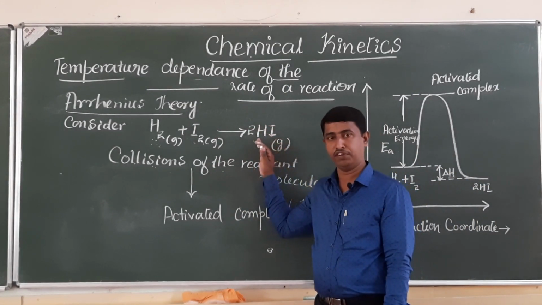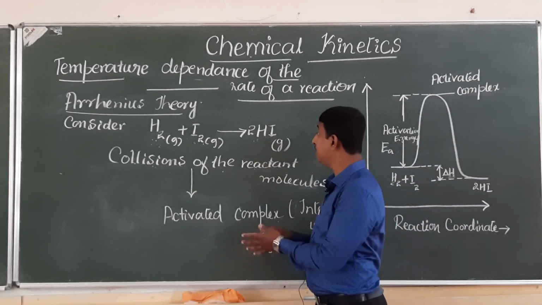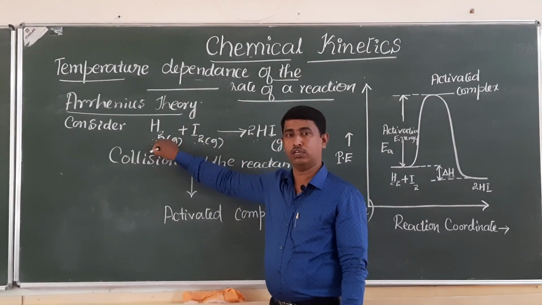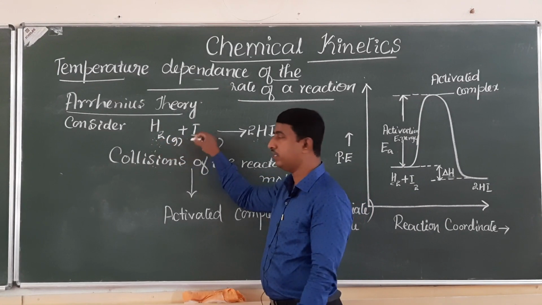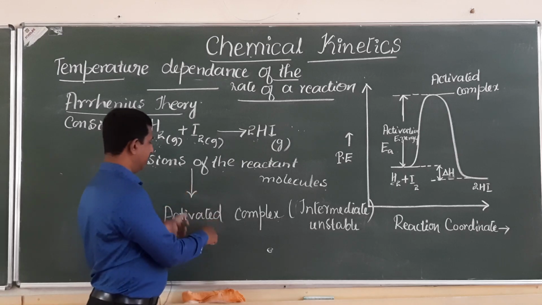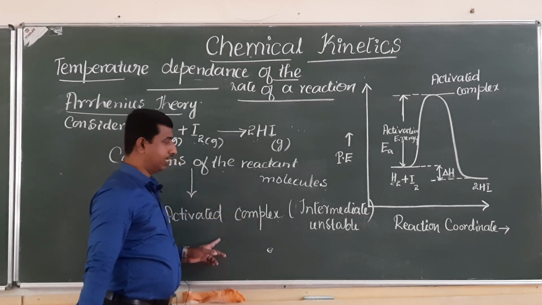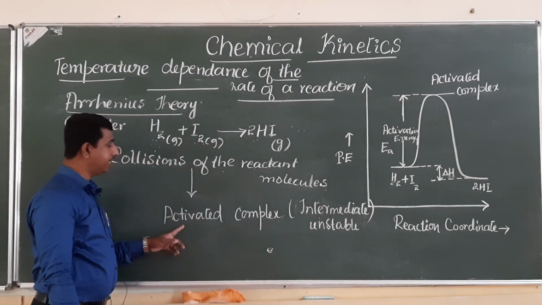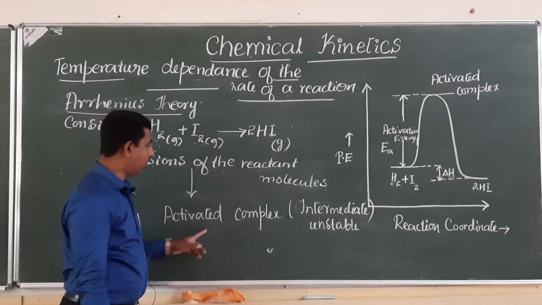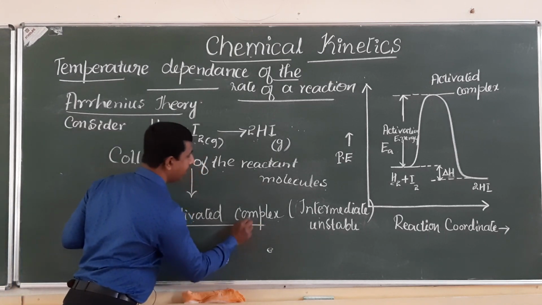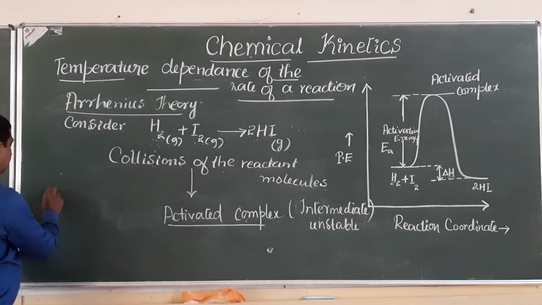I will repeat it once again. Formation of hydrogen iodide, or chemical reaction, is possible only when hydrogen molecule collides with molecule of iodine. When hydrogen collides with iodine, what happens? Formation of activated complex takes place, or formation of an unstable intermediate takes place. That unstable intermediate is called as activated complex. Energy required for the formation of activated complex, that energy is called as activation energy.